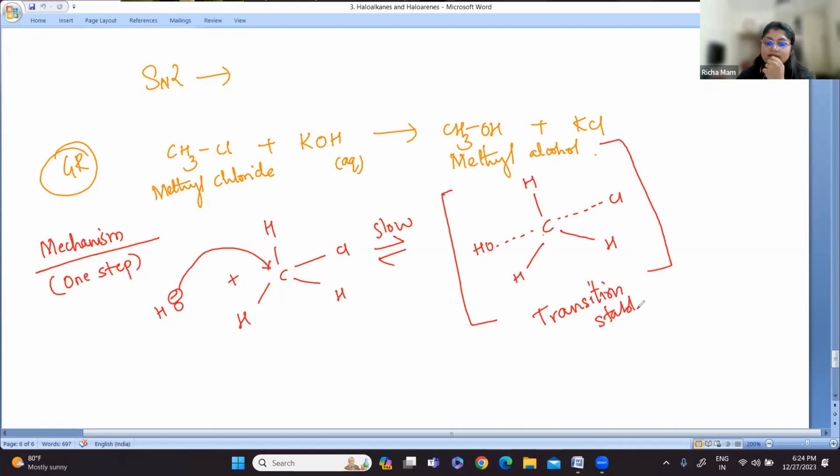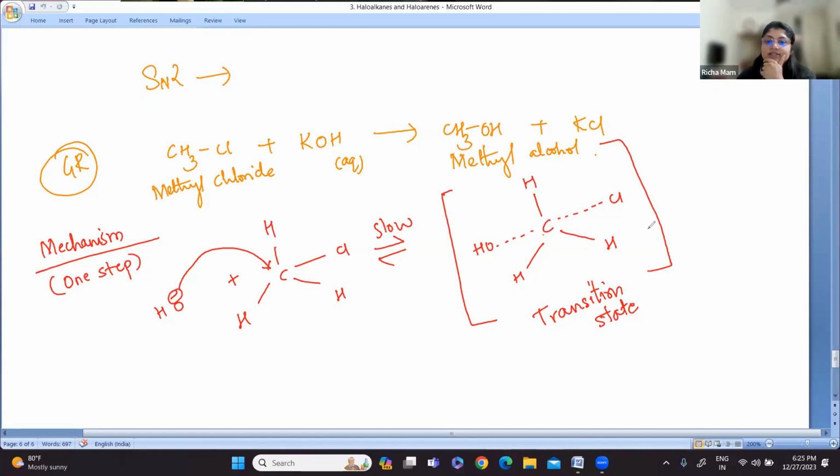Why is it unstable? Because the carbon is having 5 bonds here. 1, 2, 3, 4, 5. So when carbon has 5 bonds, it is unstable. So it is undergoing a transition state.